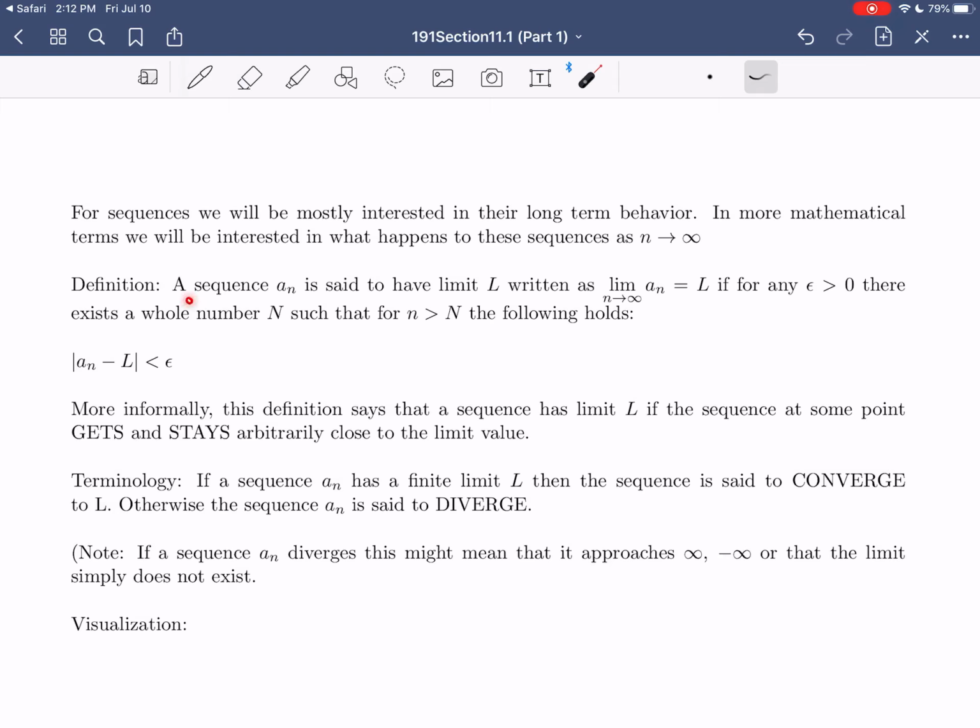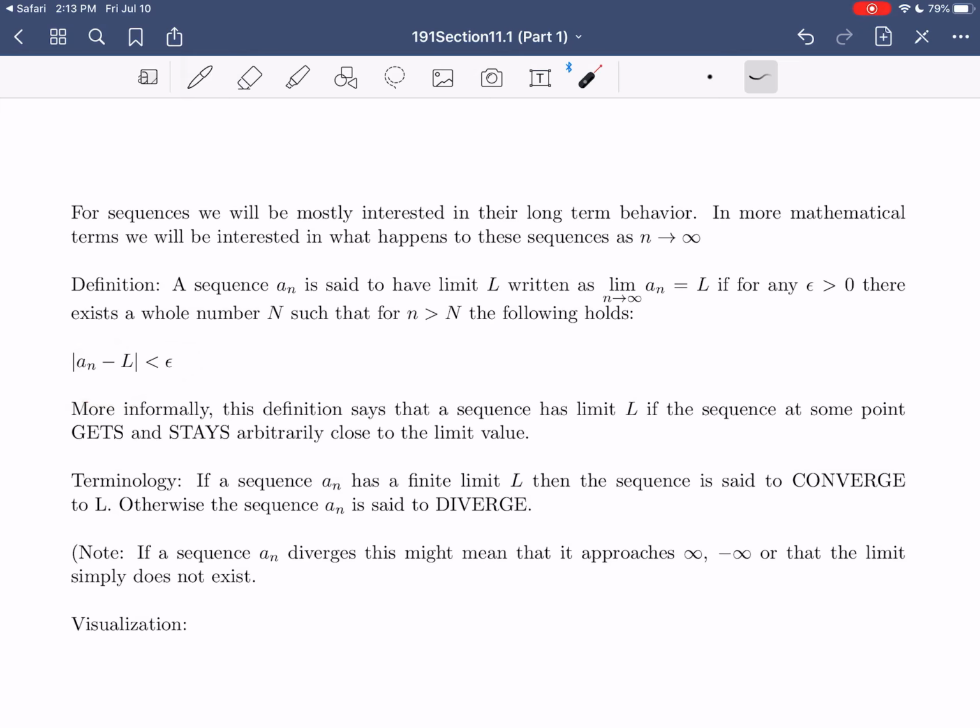This says that a sequence a sub n is said to have limit L, written using the limit notation, limit as n goes to infinity of a sub n equals L, if for any epsilon greater than 0, there exists a whole number, capital N, such that once your index is past that capital N, the following inequality holds: the absolute value of a sub n minus L is less than epsilon.